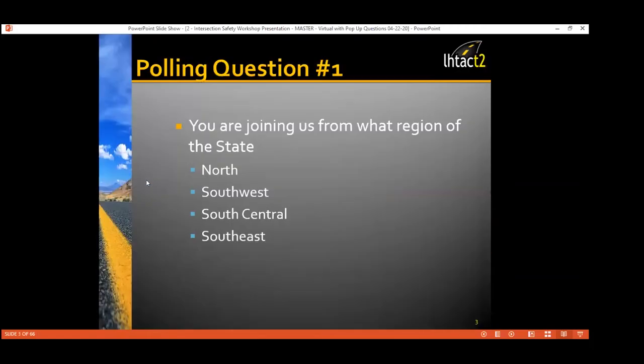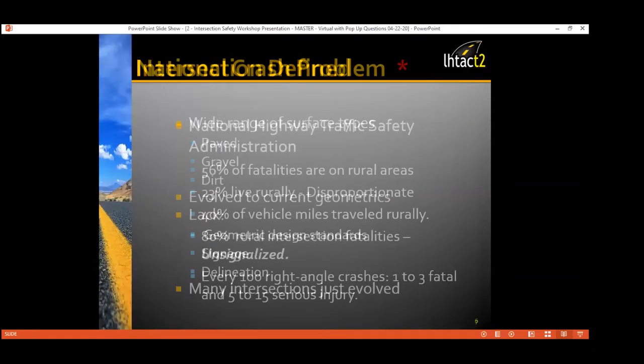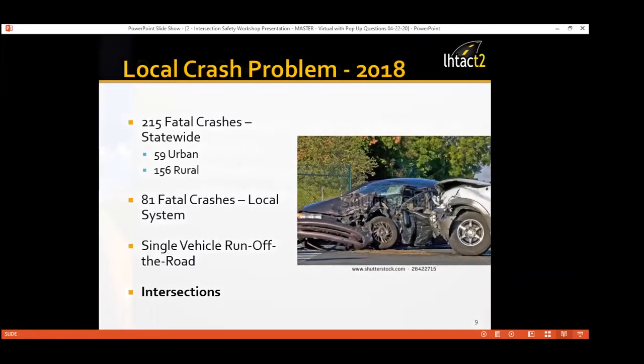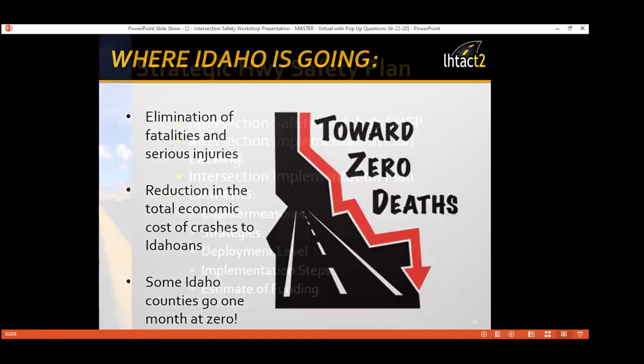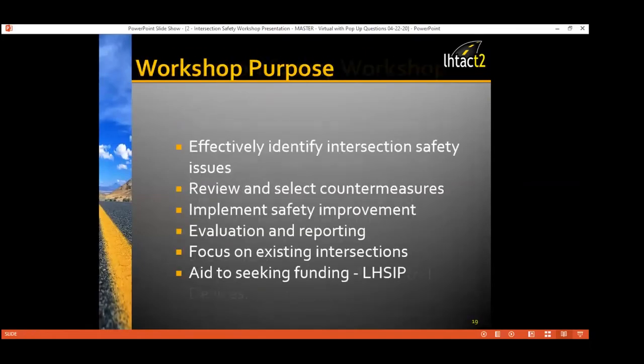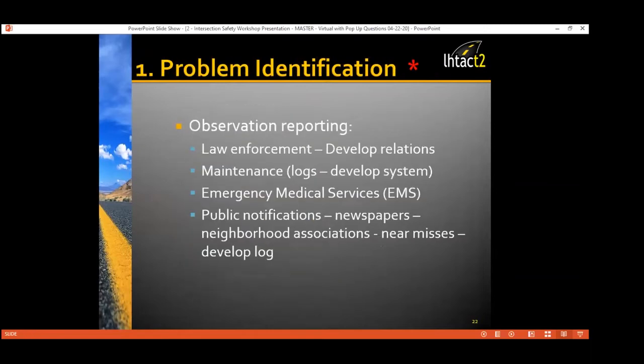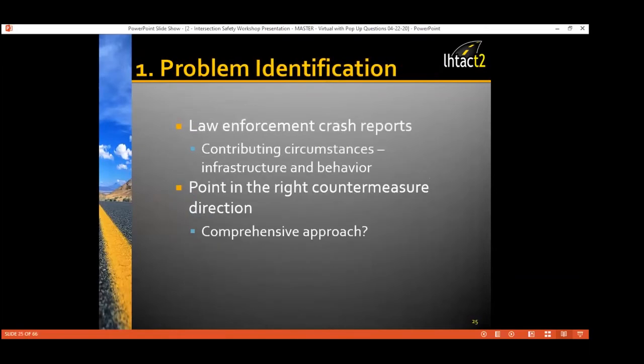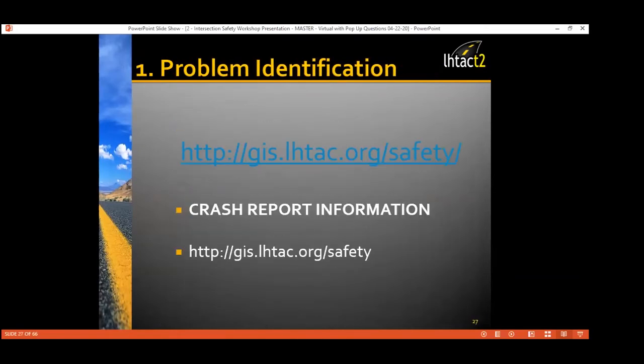A couple of questions came up yesterday. One was about exporting data from the crash database site that is on LHTAC, and I want to share with you how we can go about doing that. Then there were some other questions regarding answering the questions about the ABC contact.